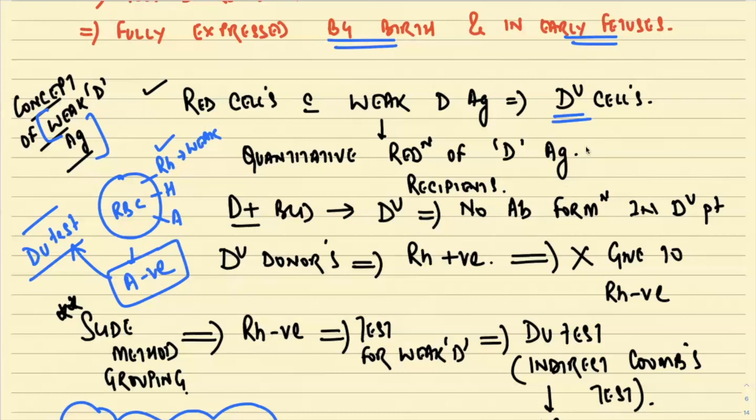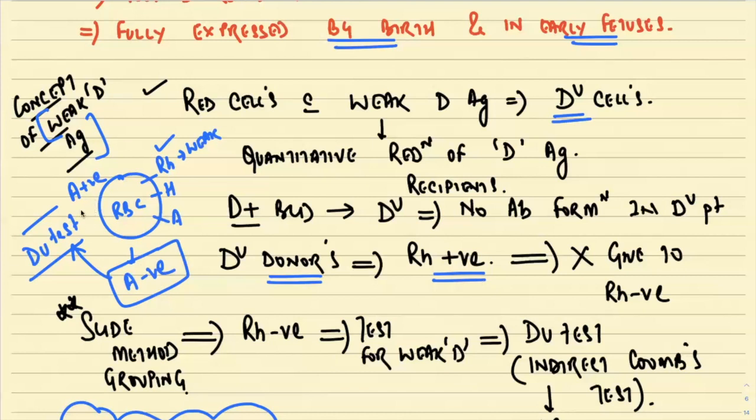Remember, in the Du test, this test is going to come out as positive. Individuals with this reduced amount of D antigen are regarded as positive only. So the donors, the Du donors, individuals having weak antigen, are always considered to be RH positive, and they should never be given to any other individual with RH negative. Did you understand this concept?